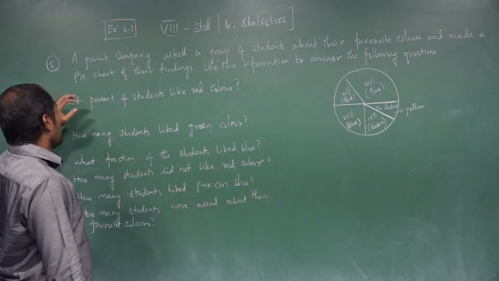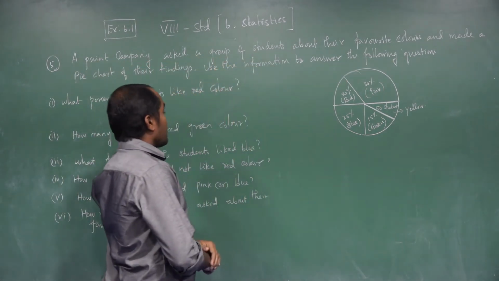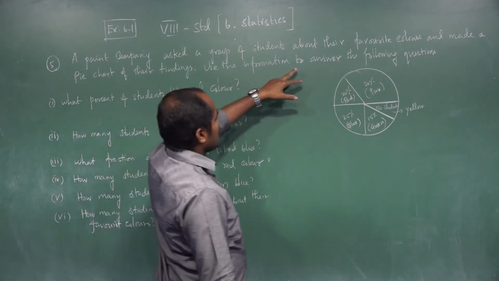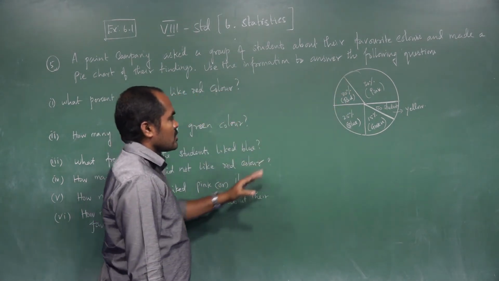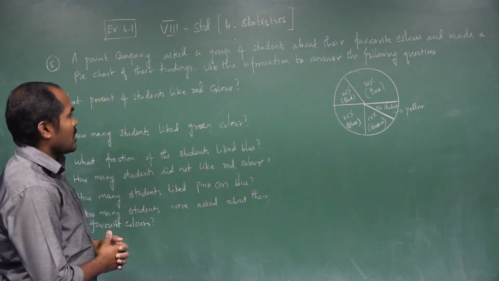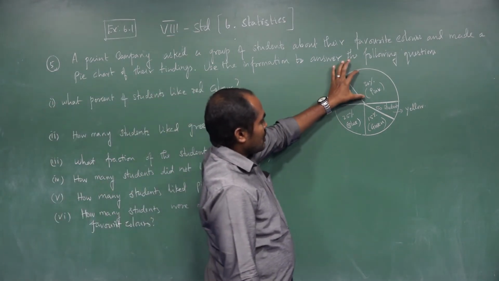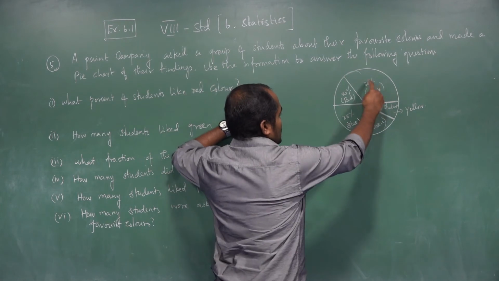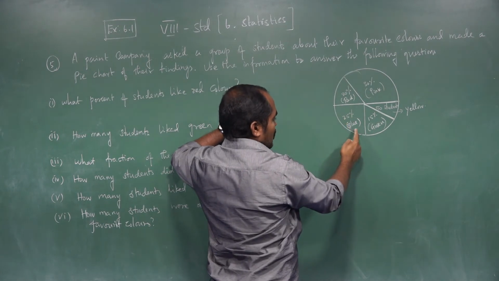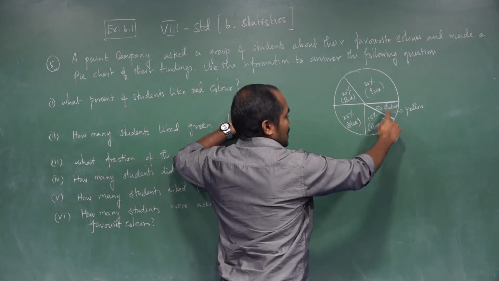Next, fifth question. A paint company asked a group of students about their favorite colors and made a pie chart of their findings. Find the information to answer the following questions. So this is the given pie chart. This pie chart represents the group of students and their favorite colors. This sector region is pink in color. This sector red. This sector is blue in color, this sector represents green, and this sector represents yellow in color.